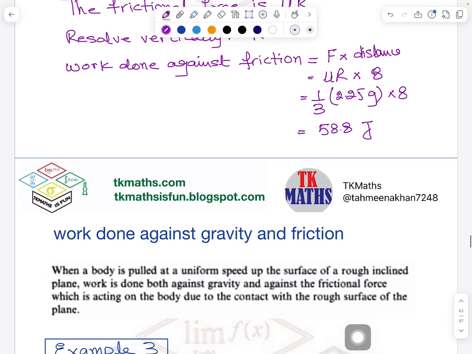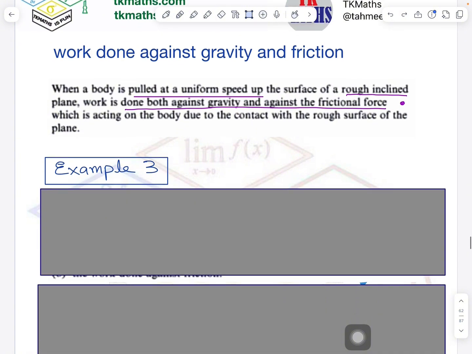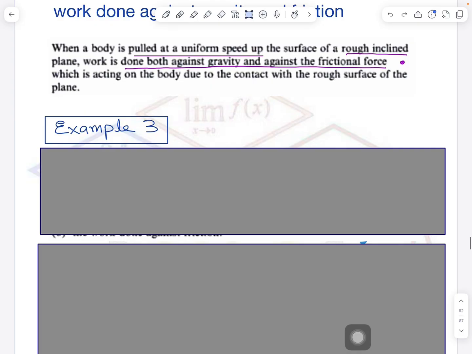Right? Okay, now let's see example 3, which is for work done against gravity and friction. Now, a very important thing is, if an object is on the ramp and it is on a rough surface, you have to calculate the work done against gravity and friction both separately and then add them up to calculate the total work done. Let's try to understand this concept with the help of this example.